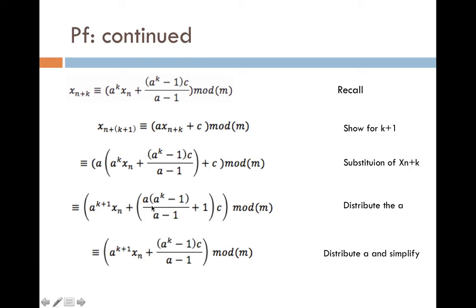And again, we want to distribute the a value one more time. But we notice that we have an a minus 1 over a minus 1, and some variant of a minus 1 here. And so we can simplify that, distribute the a, and simplify to a to the k plus 1 times x sub n plus a to the k minus 1 times c over a minus 1 mod m.